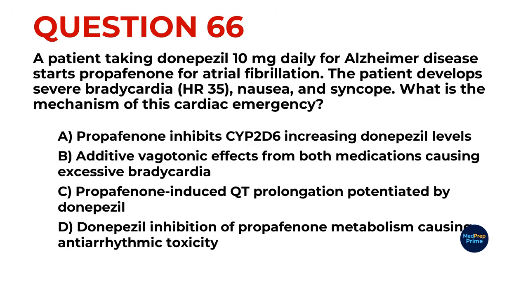Option A. Propafenone inhibits CYP2D6, increasing donepezil levels. Option B. Additive vagotonic effects from both medications causing excessive bradycardia. Option C. Propafenone-induced QT prolongation potentiated by donepezil. Option D. Donepezil inhibition of propafenone metabolism causing antiarrhythmic toxicity.